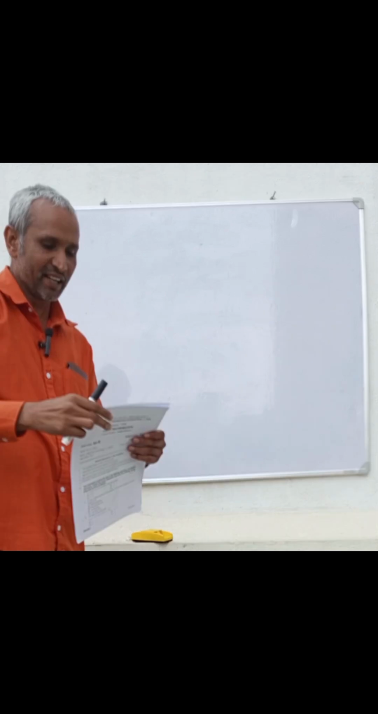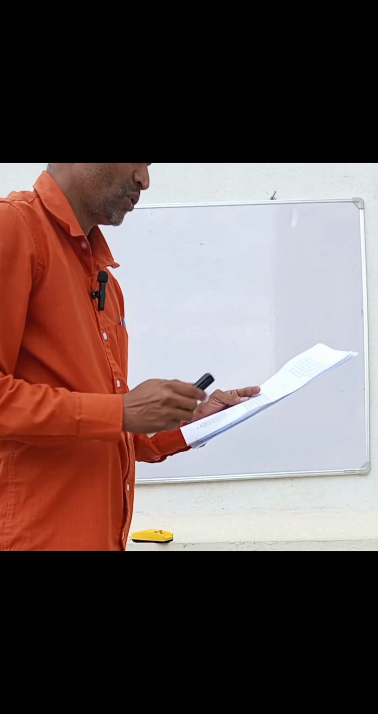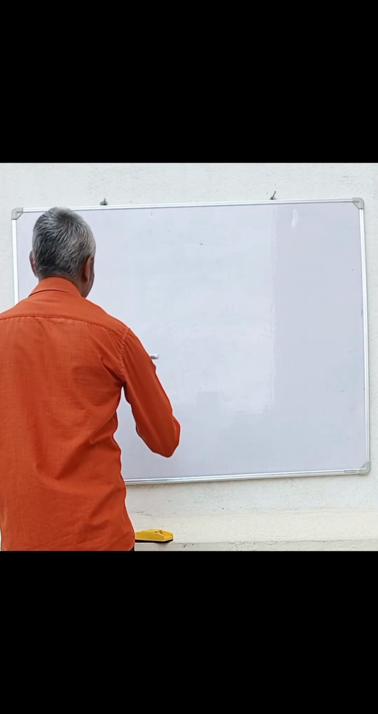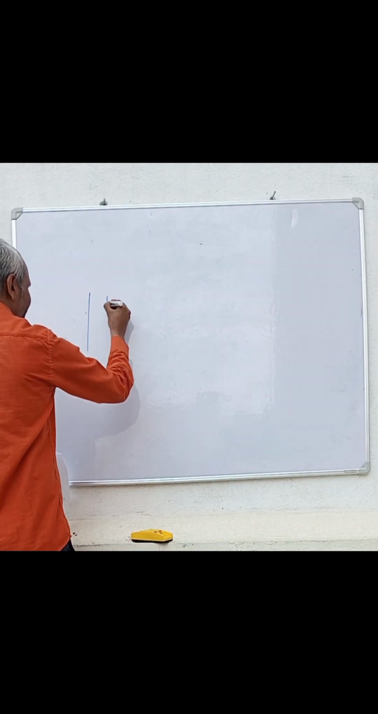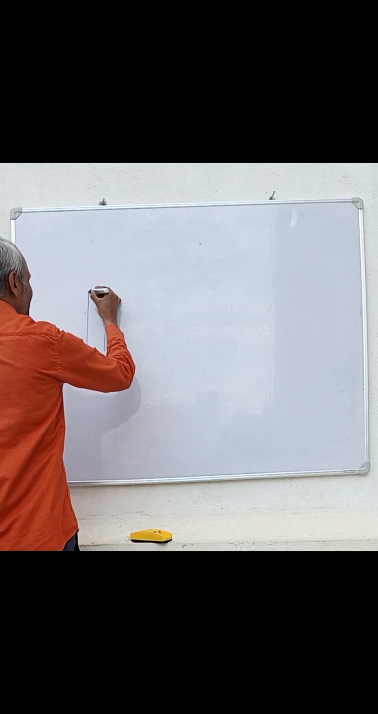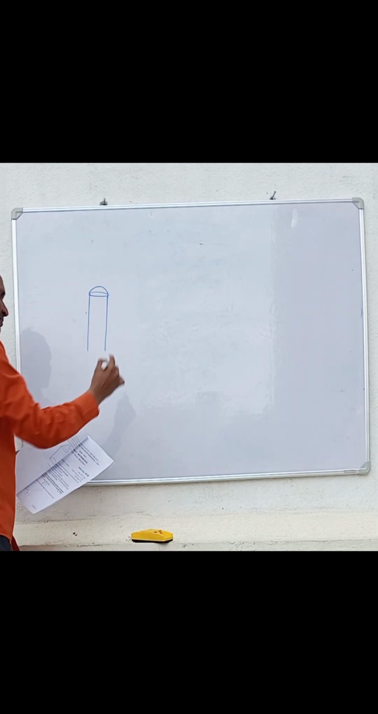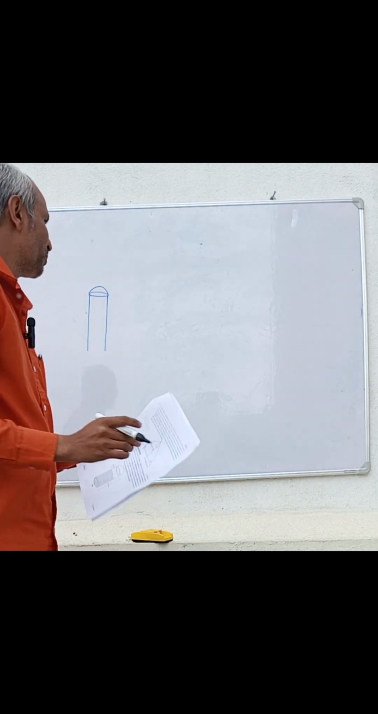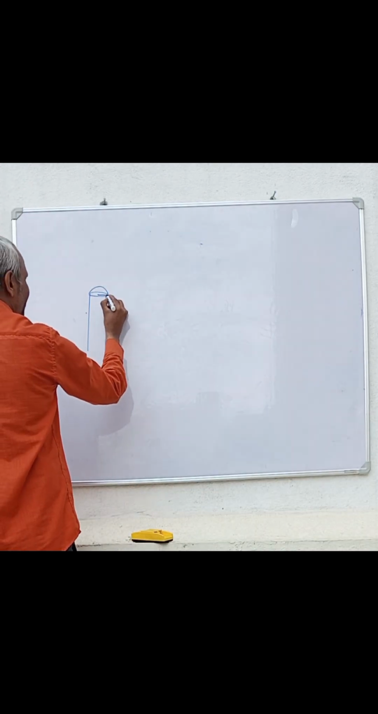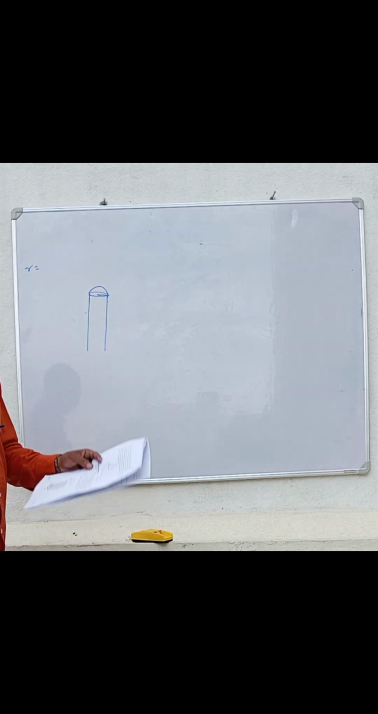The first question, question number 38 in this question paper, says that a water container is made by joining a cylinder and a hemisphere. This is a cylinder, and one hemisphere is joined over it. Both have equal radii, so this is the radius, and it is equal, r is equal to some given number.